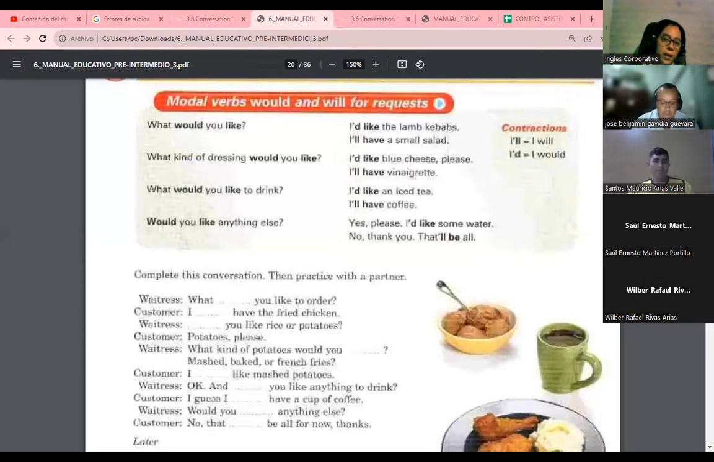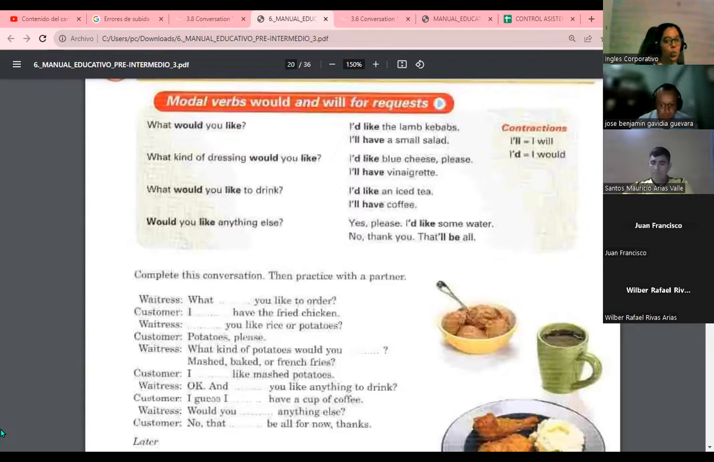Ok, modal verbs. ¿Para qué utilizamos los modal verbs? ¿Cuáles son los modal verbs que ya vimos, que ya estudiamos? Modals. Can. ¿Cuál otro? Can, have, must. Esos yo creo que ya los manejan. Muy bien, pero tonight we are going to study about modal verbs would and will.